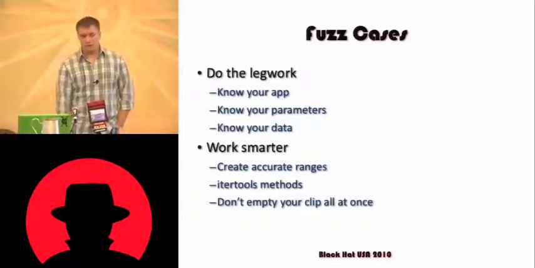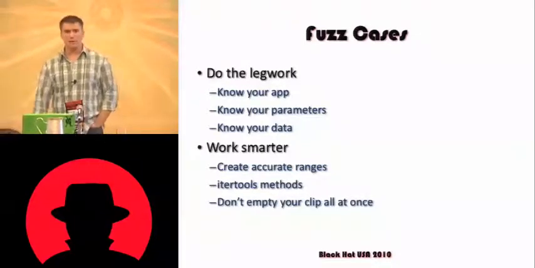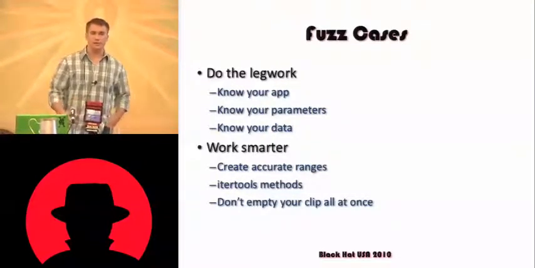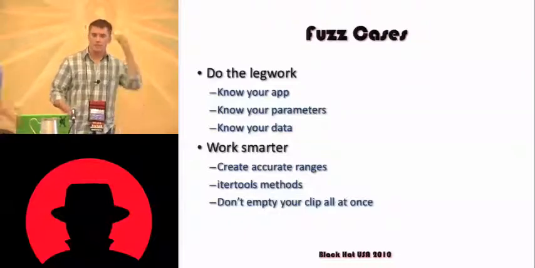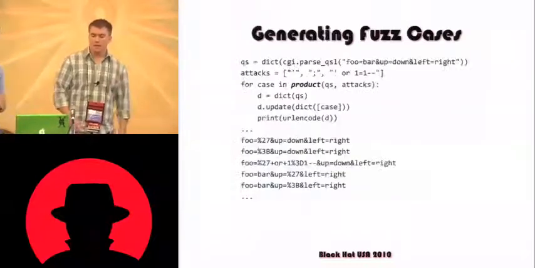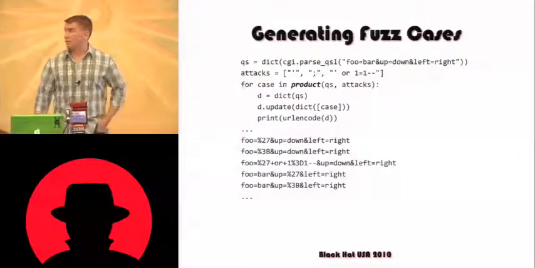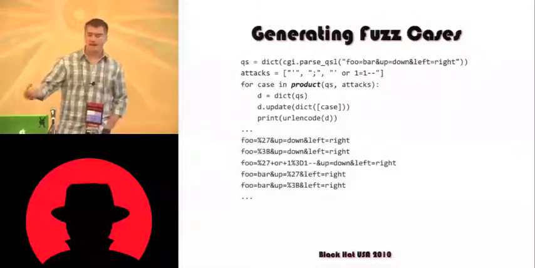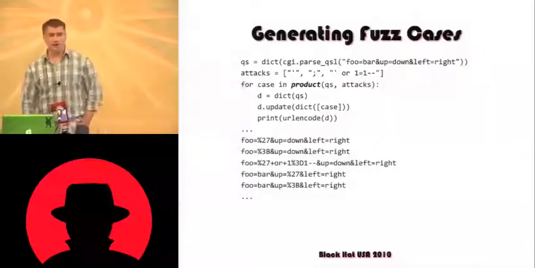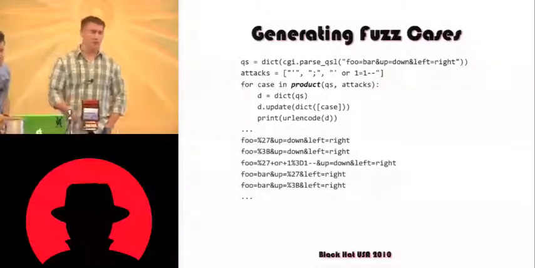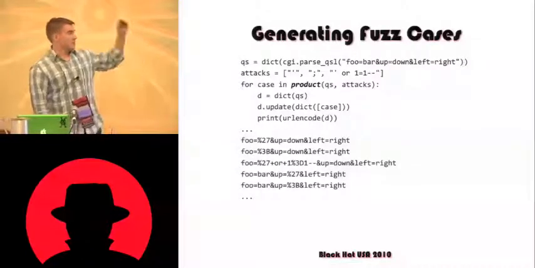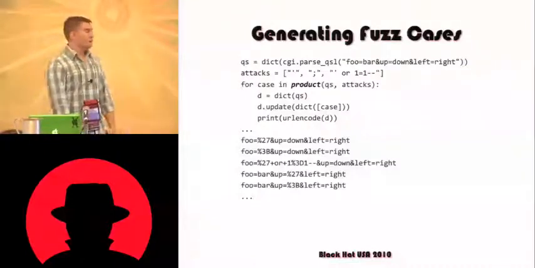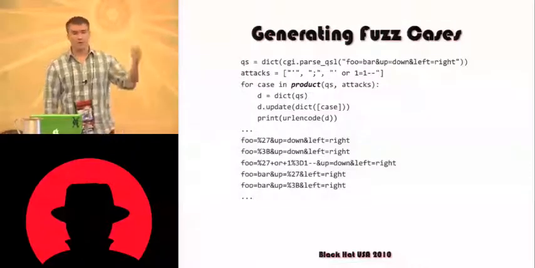A great module inside the standard library is itertools. There are various methods in itertools that let you create fuzz cases very easily. And this is just an example. Say we have a list of parameters and a list of attacks. We could create a Cartesian product using the itertools product method to then fuzz every request parameter one by one, instead of throwing everything all at once.